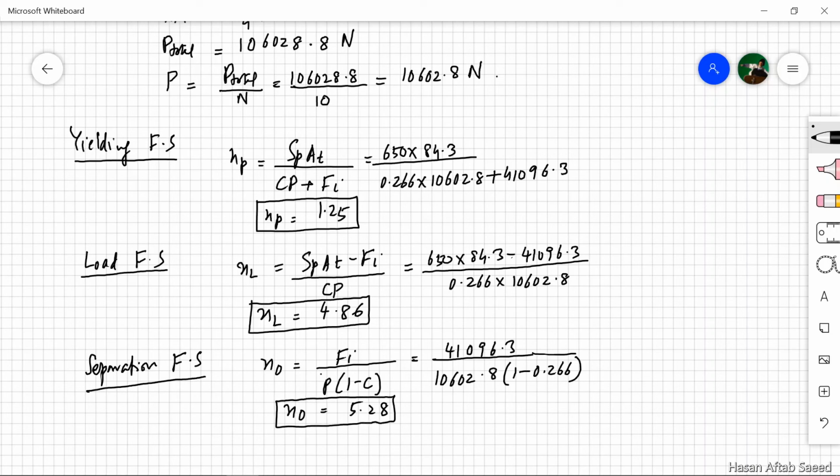Again, by definition, this applies to the load P. So this 5.28 is the factor by which load P can be increased before the joint will separate. This NL, 4.86, is the factor by which again load P will have to be increased before proof strength is reached. That is, yielding will take place. And this NP, 1.25, is a factor by which the total stress, that is stress caused by P as well as stress caused by Fi, the combination, will have to be increased before yielding takes place.